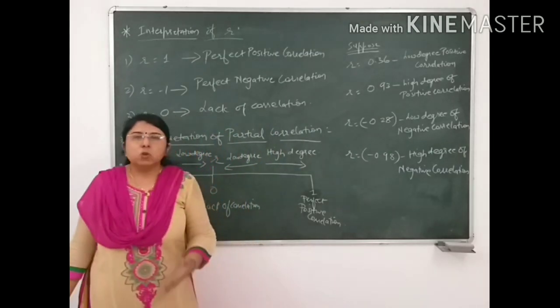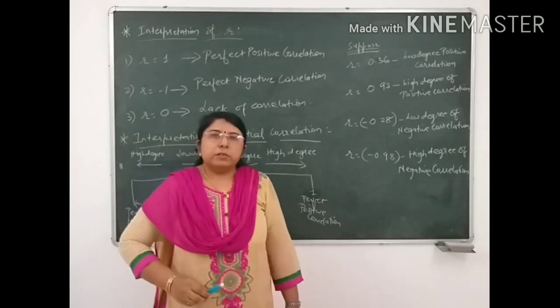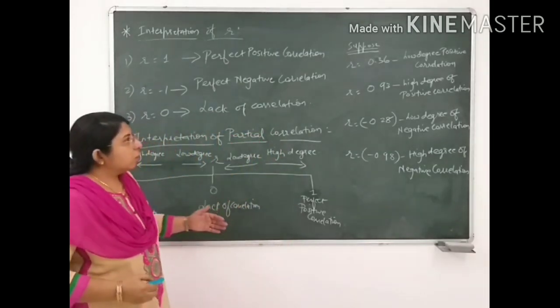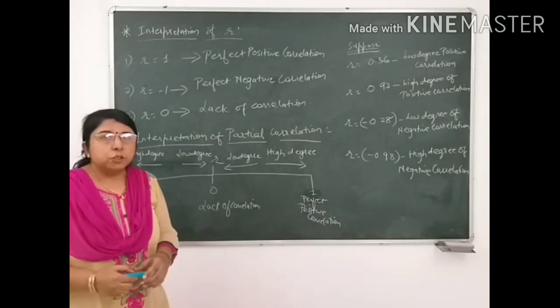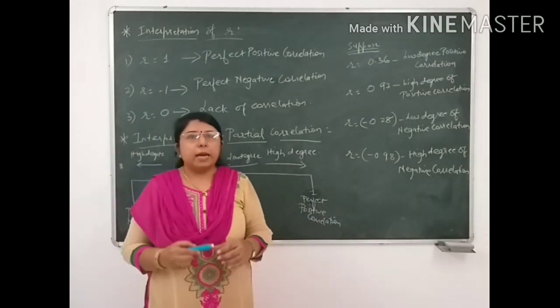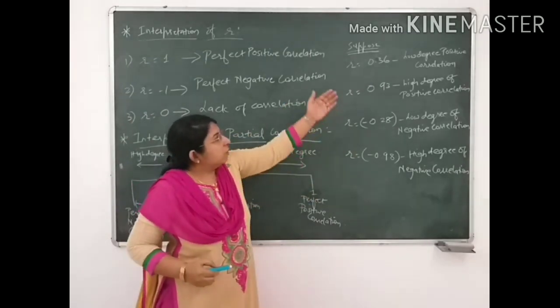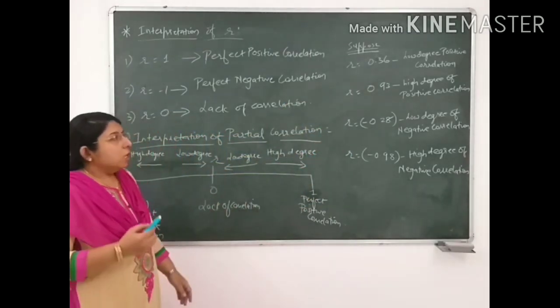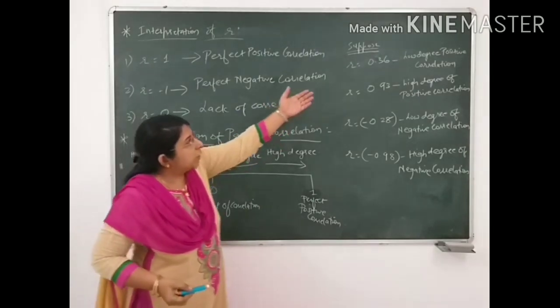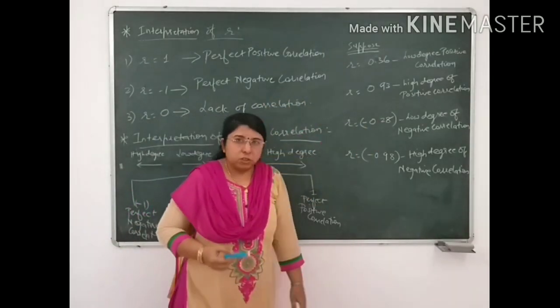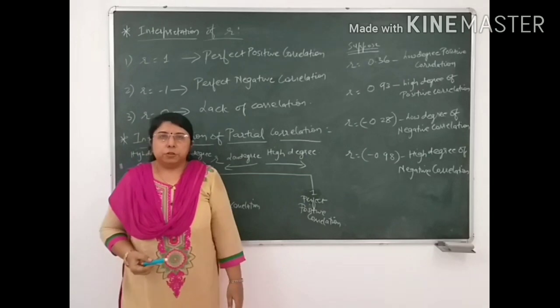So students, before starting the practical sums of exercise 2.2, this point was important, because if the question asks you to find the value of r and interpret it, then you have to write according to the answer whether it is perfect positive, perfect negative, lack of correlation, or high degree or low degree, positive or negative correlation.